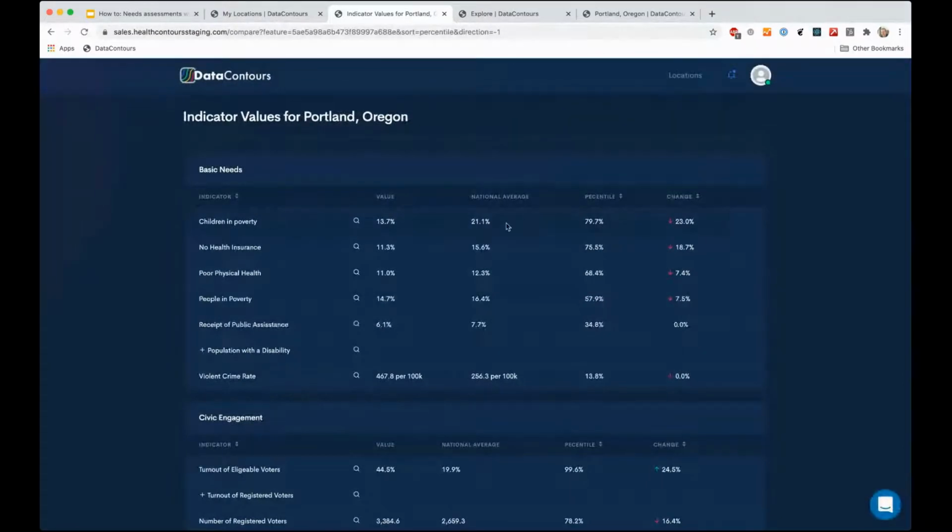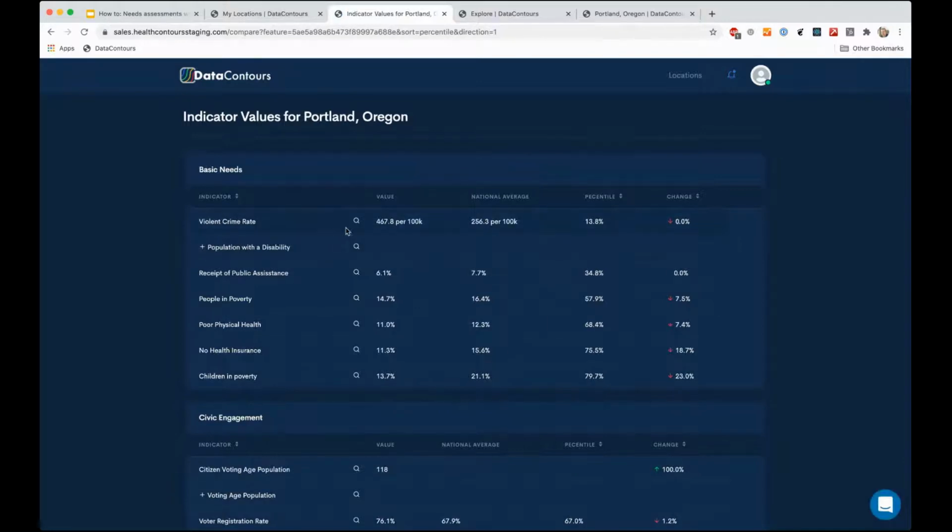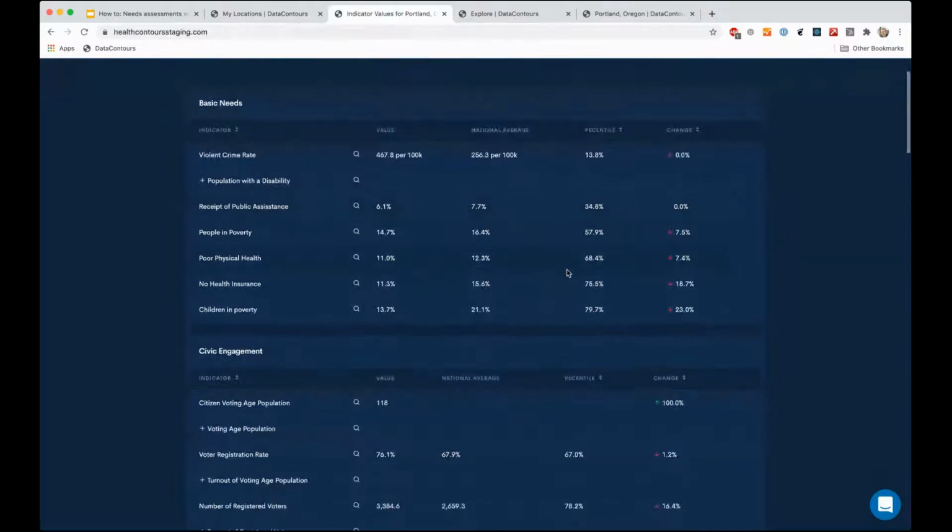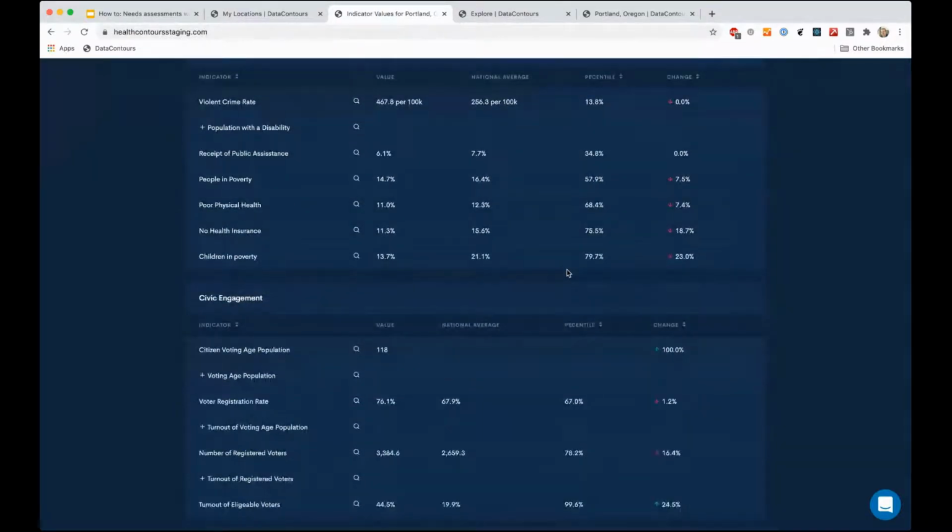So which indicators are we doing the best in? Children in poverty, for example, or we can go the other direction and say, show us where we're doing the worst, so violent crime rate or receipt of public assistance. And this will sort the entire table.